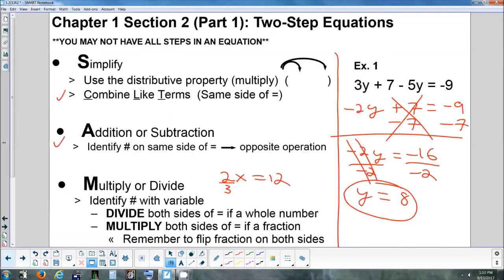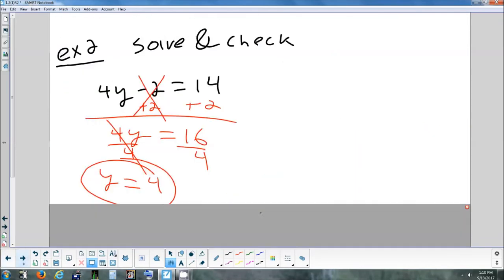Now, I don't know if the last one said check or not. This one, no, it didn't. No. This one says check. So, let's check it.